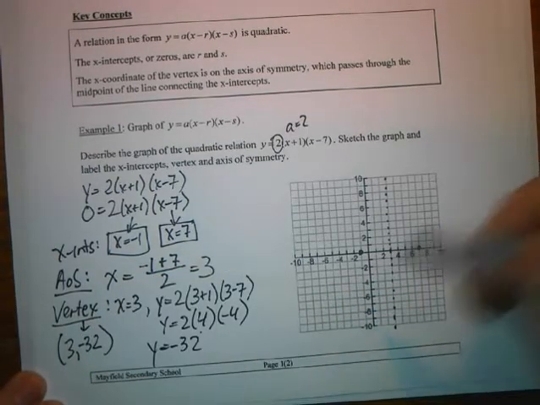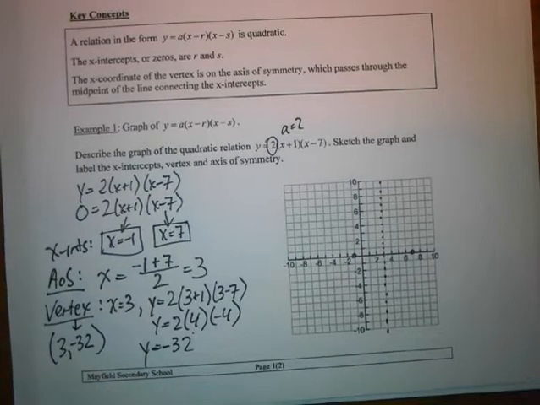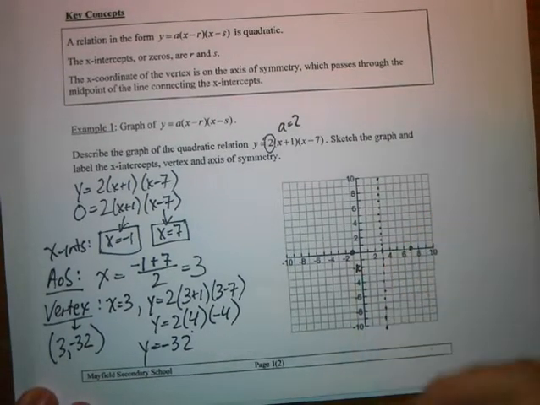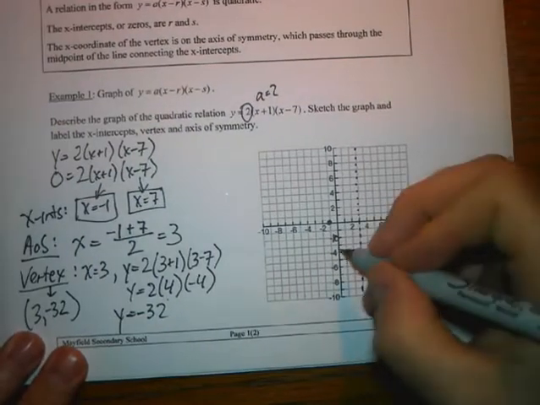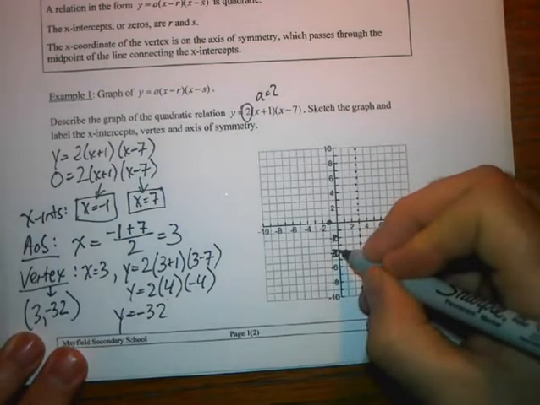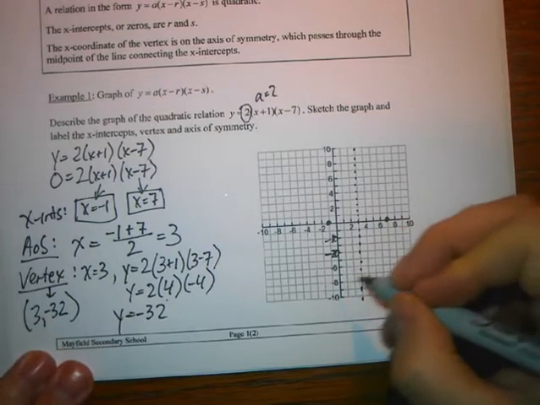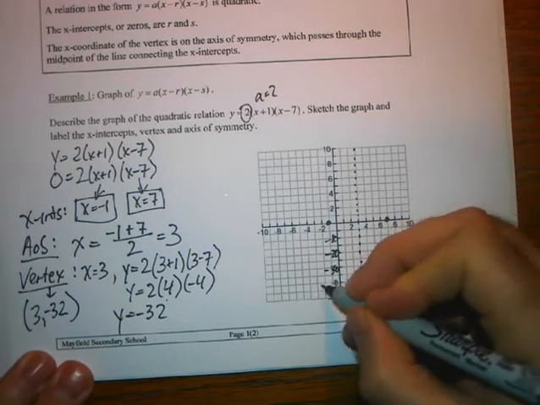Now unfortunately my scale here isn't all that great, so let's adjust it a bit, because negative 32 would be well off the page. So let's do a little change here. Let's do this to 30 and minus 40.